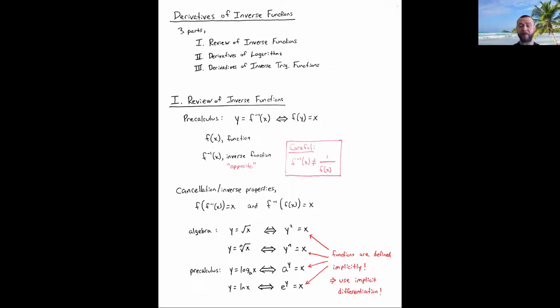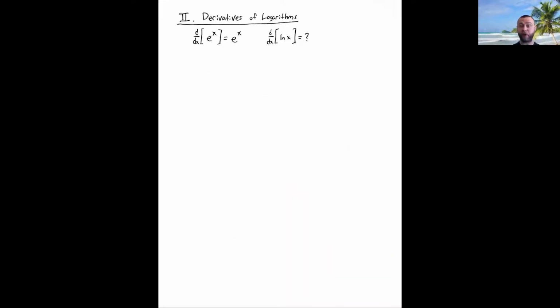You might want to go back and review some topics from your pre-calc course if needed on inverse functions. Let's get to part 2, how we're going to find derivatives of logarithms. And remember, logarithms are inverses of exponential functions. All right, so we're going to start with a simple derivative, the derivative of e to the x, which is itself. The question we're now going to ask is, what is the derivative of natural log of x?